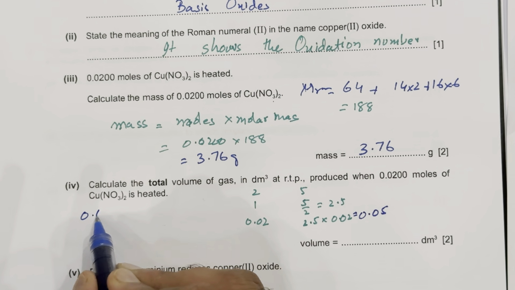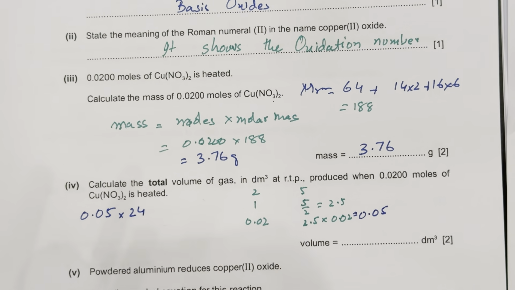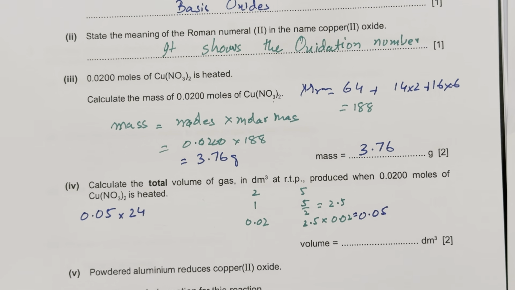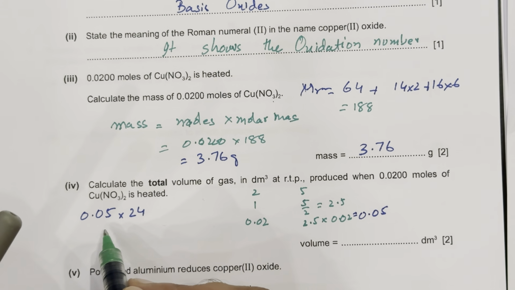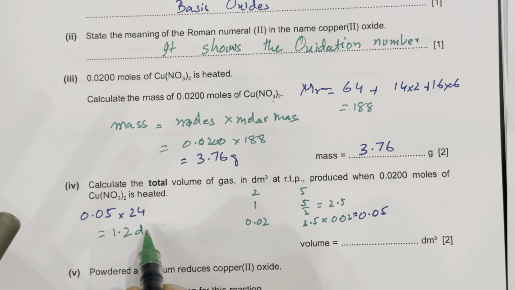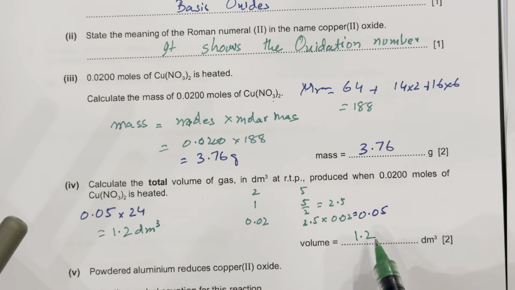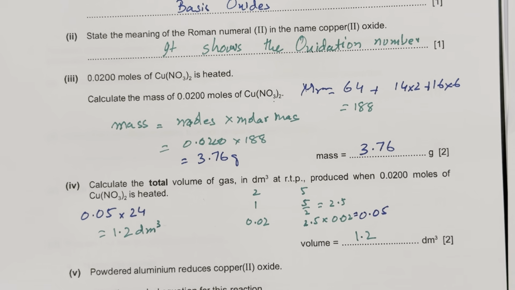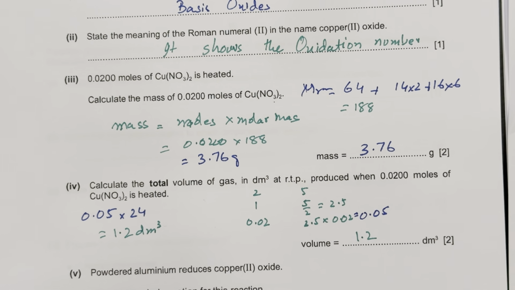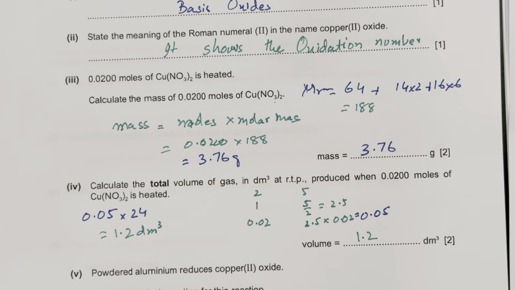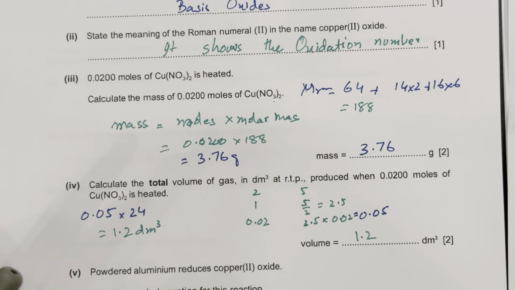We're gonna multiply this by molar volume, and molar volume of any gas is 24 decimeter cube. After multiplying 0.05 into 24, we get the answer, that is equal to 1.2 decimeter cube. So this is our final answer. First, we use the concept of molar ratio. 2 moles of copper nitrate and total 4 plus 1 is the gaseous moles. Then we compare it to the unit. 1 mole of this would produce 5 by 2, it is equal to 2.5. Then 0.02 multiplied by 2.5 would give our answer, that is equal to 1.2.